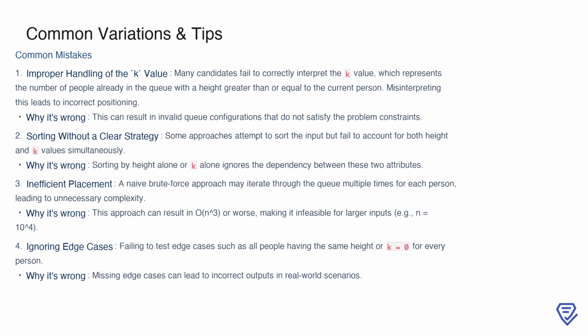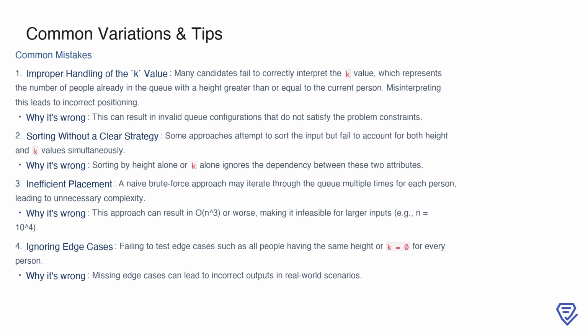Another mistake is sorting without a proper strategy. Some candidates attempt to sort the input but fail to account for both height and k values together. Sorting by height alone or by k alone ignores the dependency between these attributes, which is critical for solving the problem correctly. Inefficient placement is another pitfall.